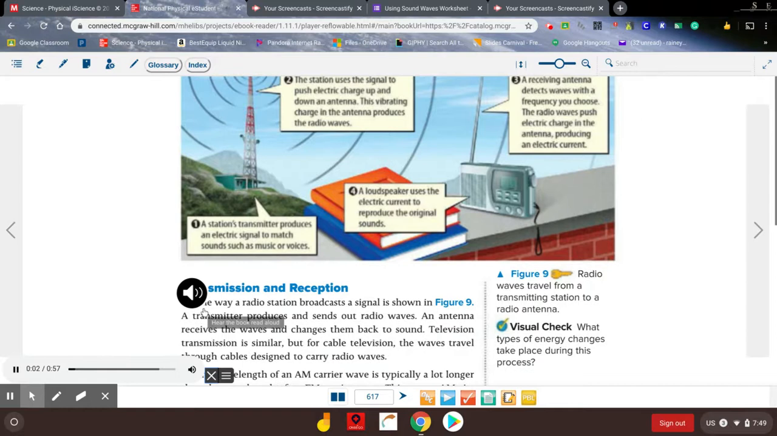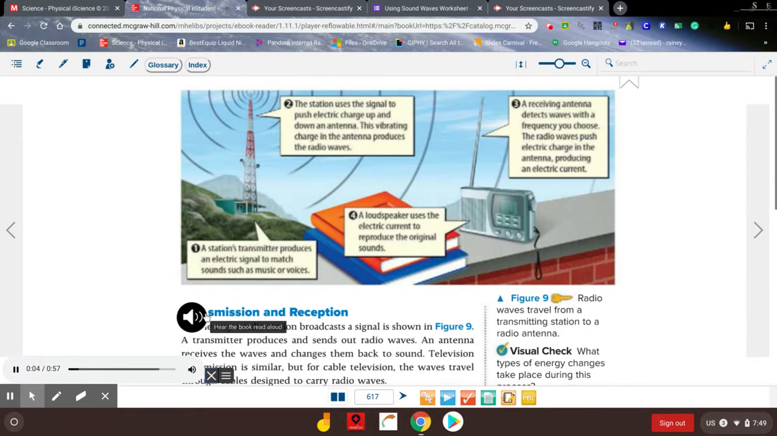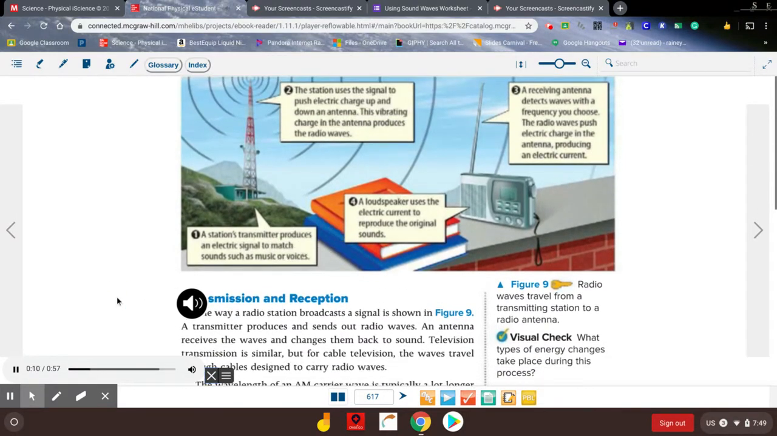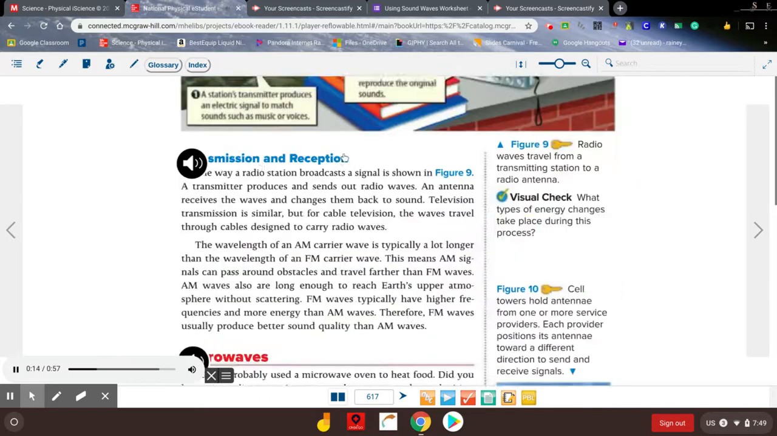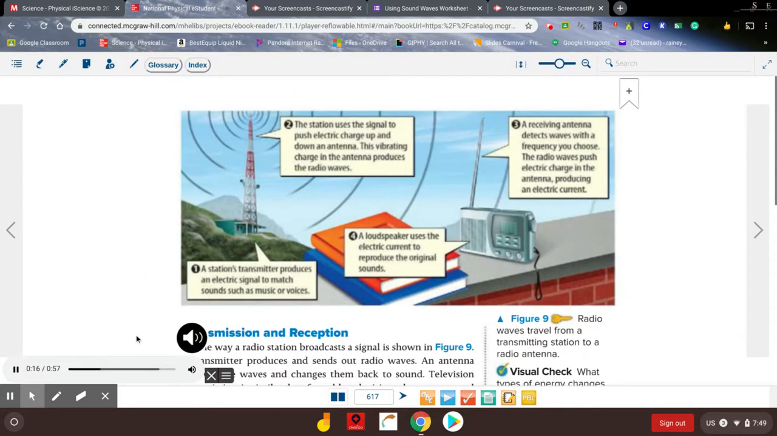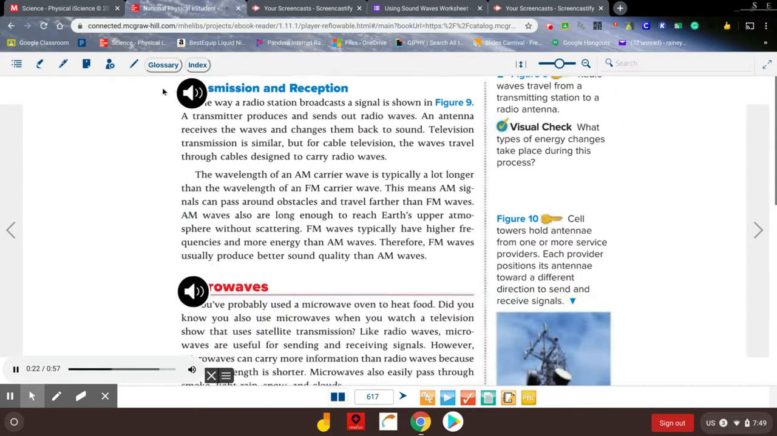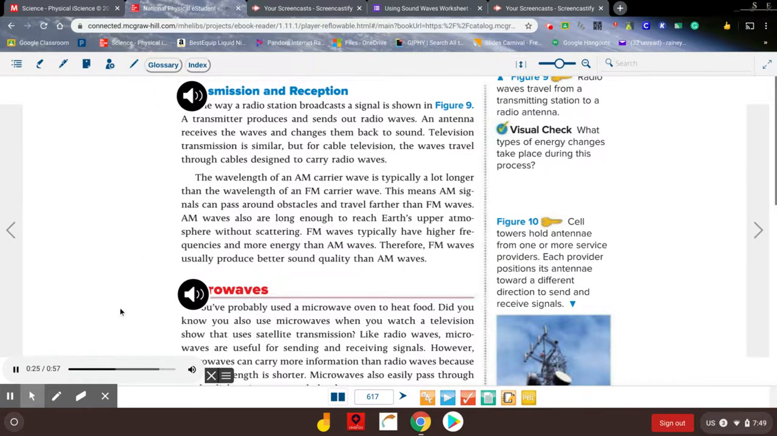Transmission and reception. The way a radio station broadcasts a signal is shown in Figure 9. A transmitter produces and sends out radio waves. An antenna receives the waves and changes them back to sound. Television transmission is similar, but for cable television, the waves travel through cables designed to carry radio waves.